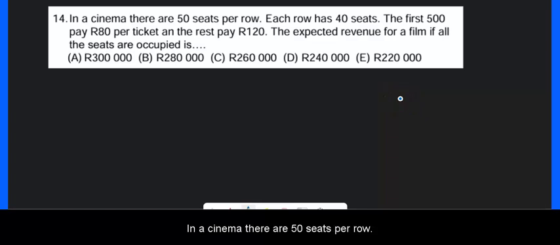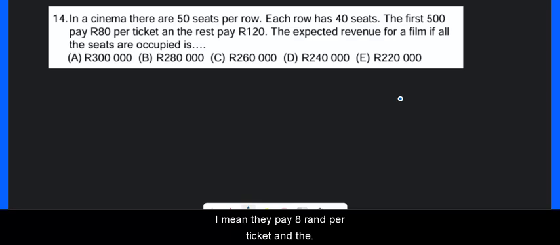Question 14. In a SAPMO, there are 50 seats per row. Each row has 40 seats. The first 500 pay 8 rand per ticket, and the rest pay 120 rand. I believe it meant to say the first 500 pay 8 rand per ticket and the rest pay 120 rand. The expected revenue for a film, if all the seats are occupied, is, now let's calculate that.